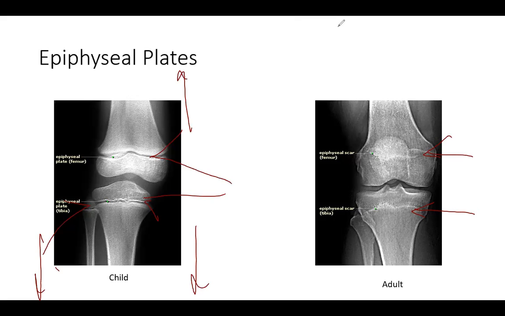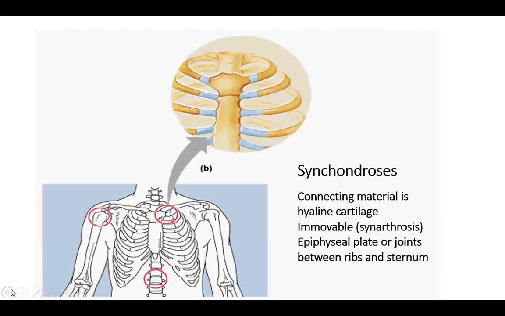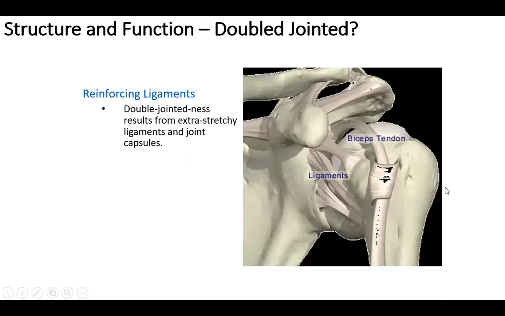So this is a good example of what we would call, again, a cartilaginous joint, or what we call a synchondrosis. Cartilaginous joints, good.